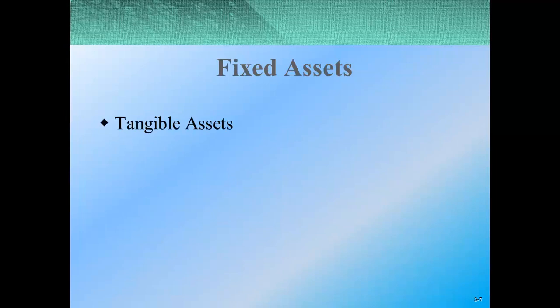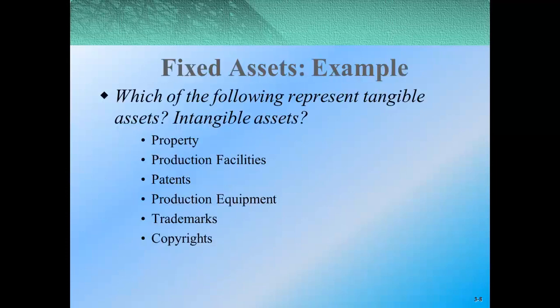Now, fixed assets are tangible or intangible. Tangible fixed assets can be felt, like plant and machines. Intangible fixed assets, such as patents and logos and trademarks, cannot be felt, but they are there and they can be sold for a dollar amount. Goodwill is also an intangible asset.